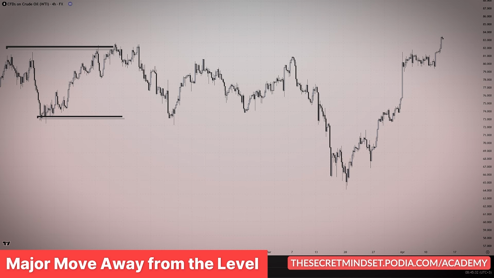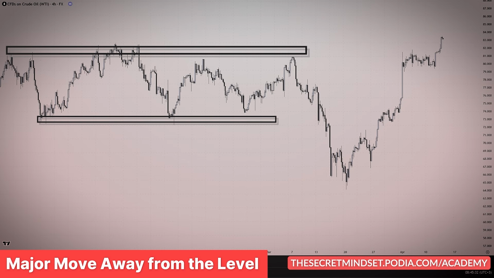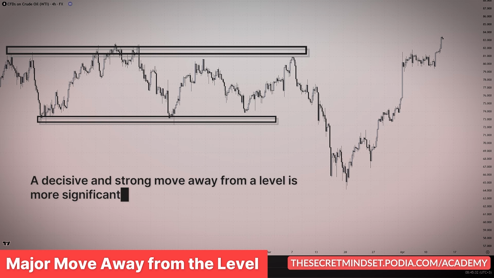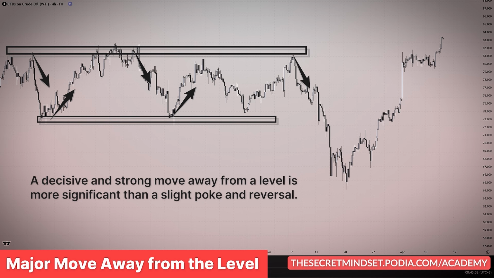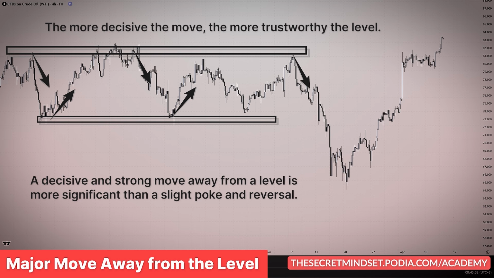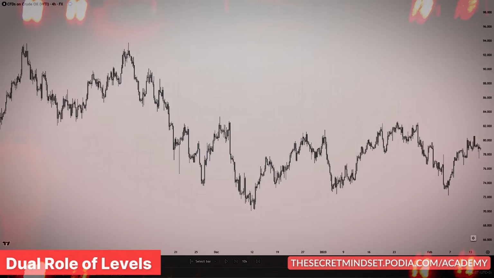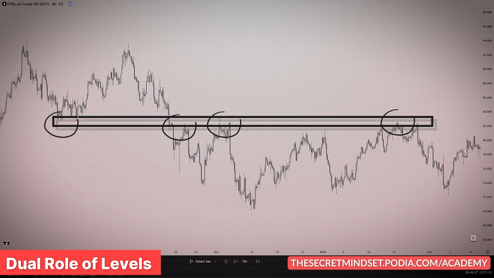The significance of the move away from the level is also key. If price just barely pokes through a level and then slightly reverses, that's not as significant as if it rockets away from the level. The more decisive and strong the move away from the area, the more you can trust that level. Here's another factor to consider.